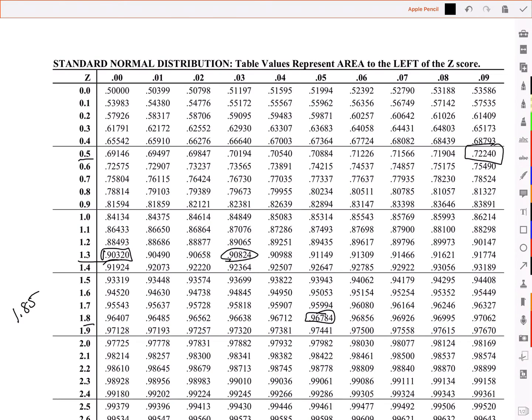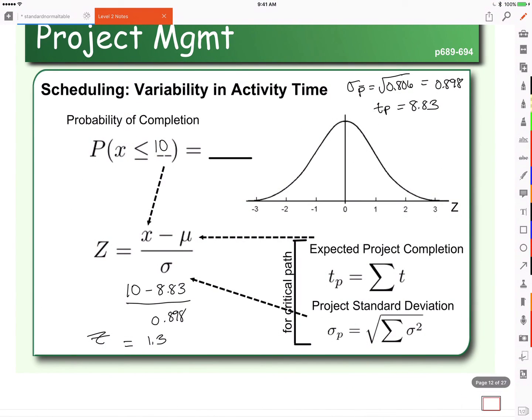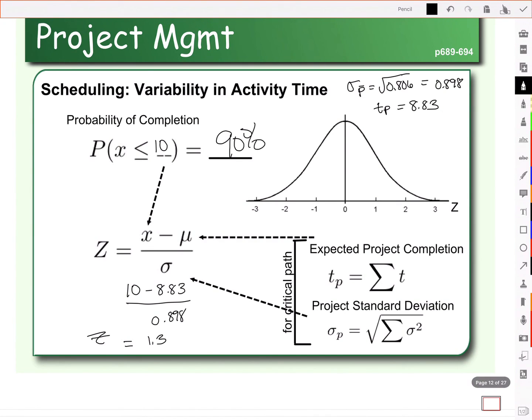So if we can take that variability from each activity, get an estimate, so your t and your sigma squared for each activity, and then we can turn that into expected completion time for the project, so t with a p, and the project standard deviation, we can then turn it into a Z-score and find the probability of completion. So in this particular example, the probability of being done in less than 10 months was 90%.